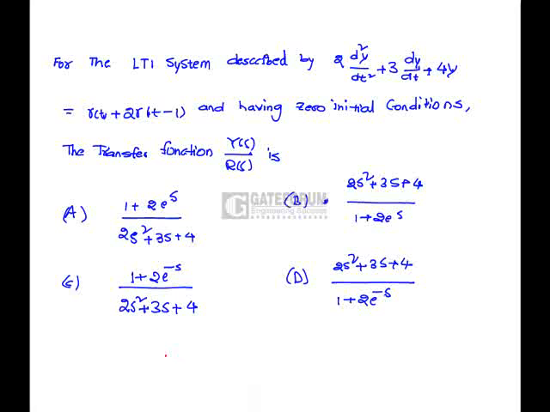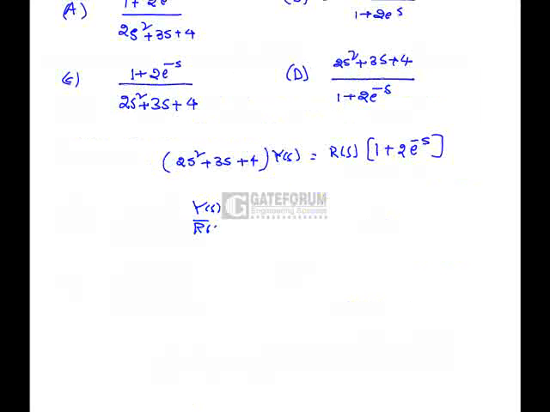If we apply the Laplace transform to the above second order differential equation, we will get 2s square plus 3s plus 4, this is Y of s, equal to R of s times 1 plus 2e power minus s, because here the ramp function is delayed by 1 unit, hence it is multiplied by e power minus s. So Y of s by R of s, which is the transfer function under 0 initial conditions, is (1 plus 2e power minus s) divided by 2s square plus 3s plus 4. Hence option C is correct.